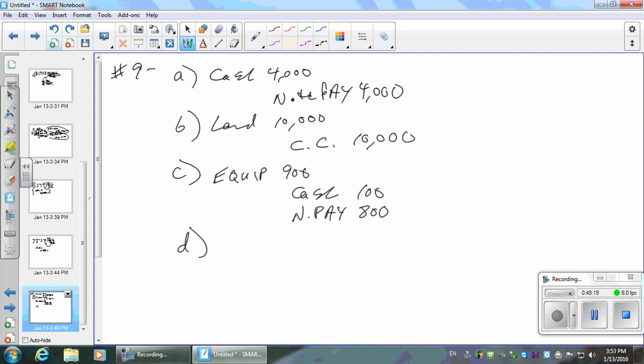D. Purchase supplies on account for 300. What did I get? Supplies inventory for 300. I'm going to pay them later, so it's an account payable, on open account, on credit, right? Almost always supplying something small like that would be on account. They just trust you to pay them later. Okay. All right.